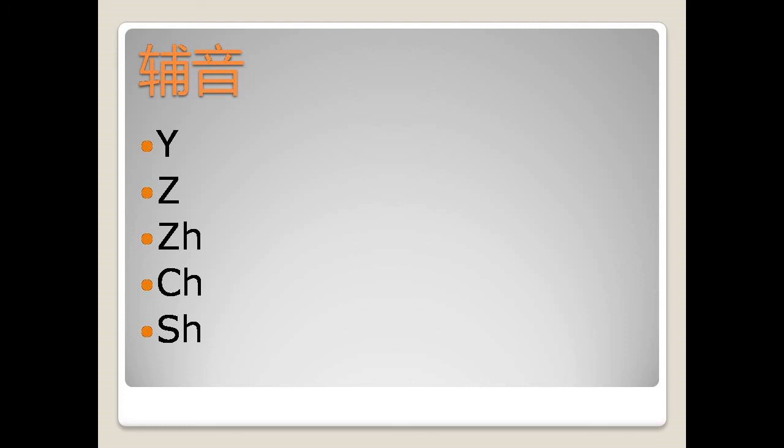The last three don't exist in English, but only exist in Chinese phonology. The first, zhi. Next, chi. The last one, shi. Whenever you see an H behind another consonant, meaning you have to lift your tongue to pronounce it. So let's do this again. Zhi. Chi. Shi. Remember to lift your tongue.